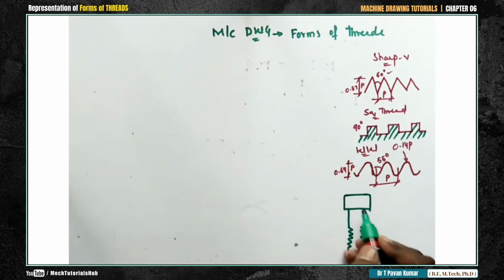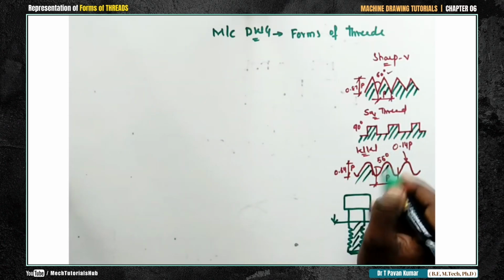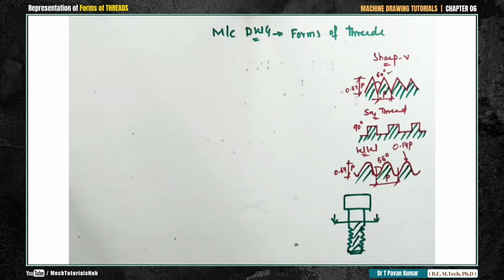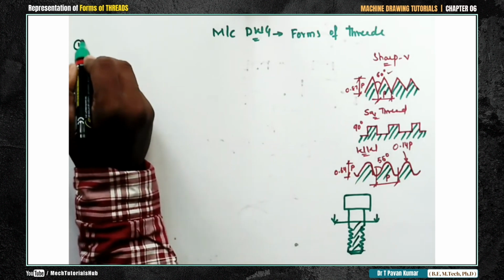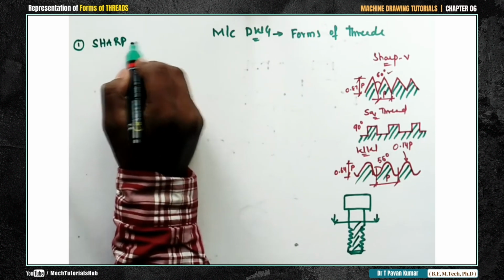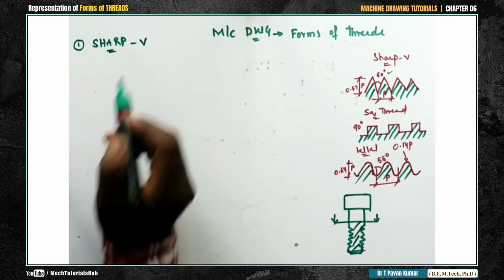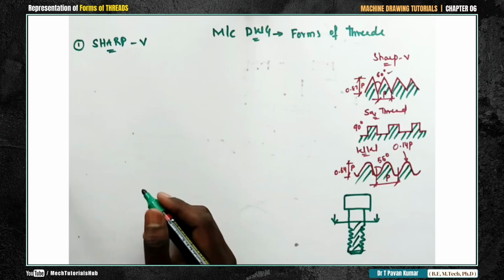I'll start with the V-sharp thread, which has a larger contact area. For example, I'll start with number 1, sharp V thread. Now we need to calculate what the height is. We need to remember them all: what is the height, what is the pitch, what is the angle. In the case of sharp V thread, the angle maintained is theta equal to 60 degrees, height is equal to 0.87 p. The pitch value will be given to you in the given data. A question mark may be given. How to draw the profiles, that we'll see.